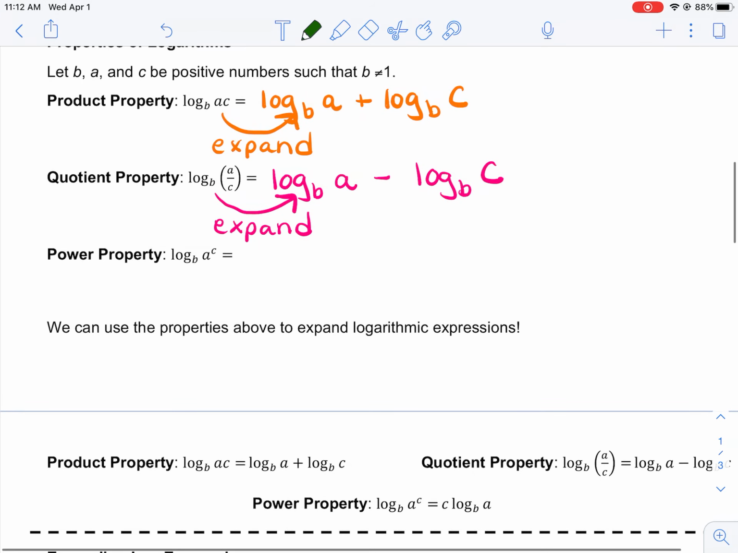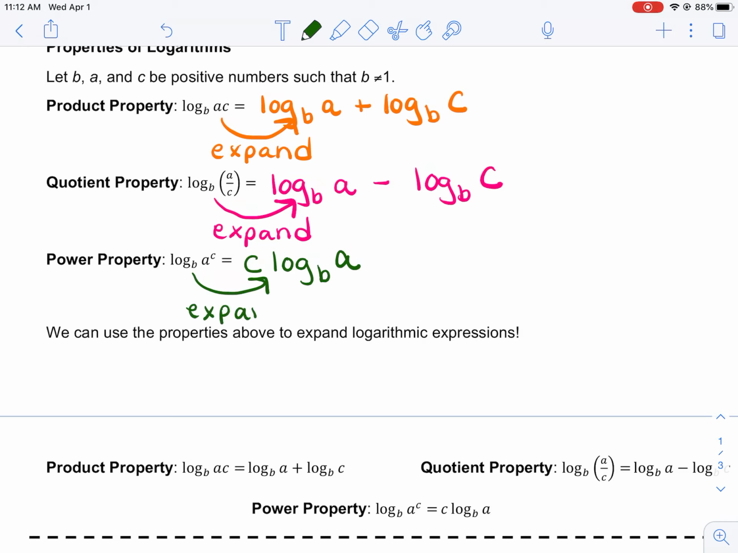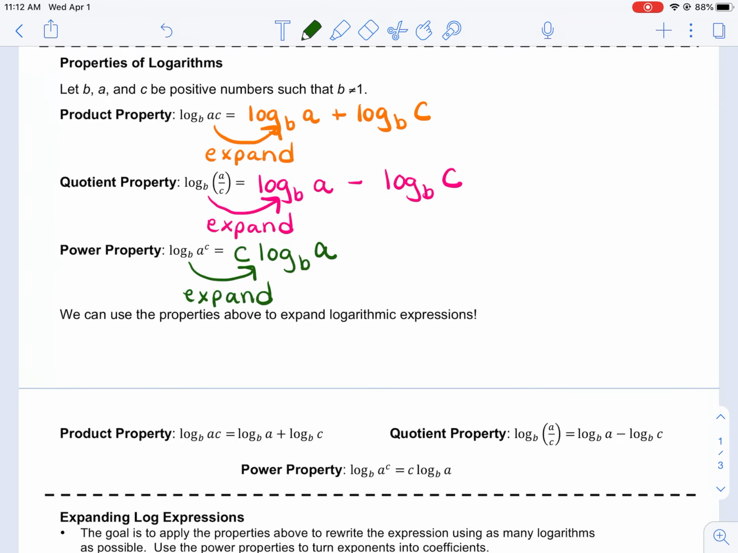So let's go down and fill that one in. So it says if you have log base b of a to the c power, you can take that exponent and you can put it out in front of the log expression. Okay, and when we put that exponent out in front, we are expanding our logarithmic expression. All right, so we use these properties above to expand and condense logarithmic expressions. And again, today's lesson is going to focus on expanding, and tomorrow we'll talk about condensing.